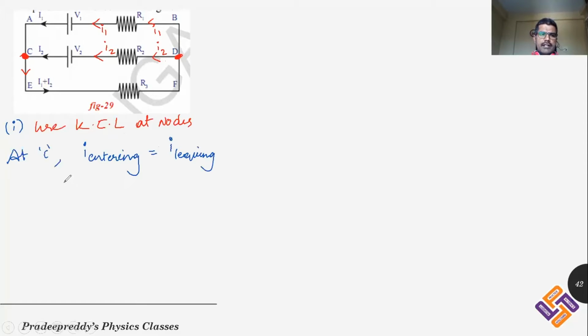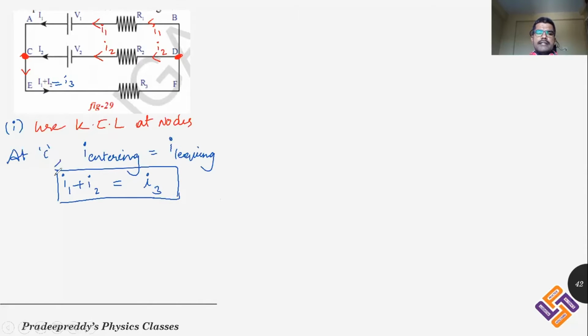Current entering is I1 plus I2, which is equal to current leaving, that is I3. So current leaving I3 can be simply replaced with I1 plus I2. Current entering is equal to current leaving. So let me consider this as I3, which is the sum of I1 and I2. Kirchhoff current law we have used.